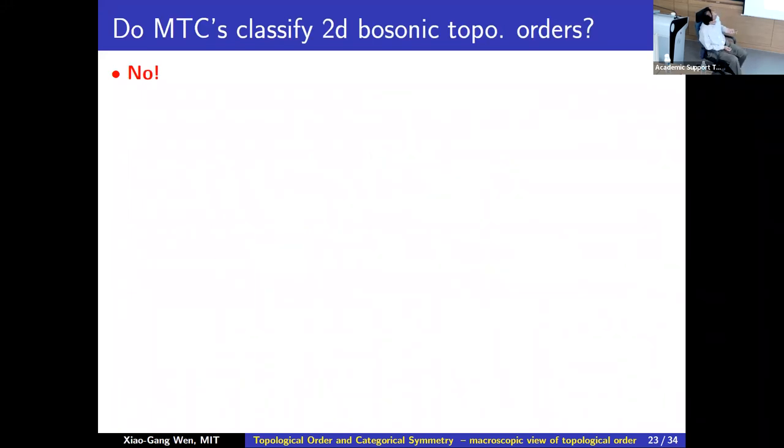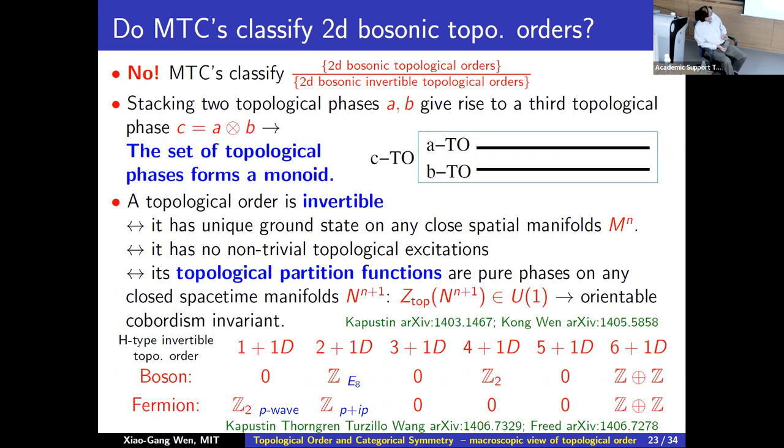Okay. Then, whether MTC classifies two-dimensional topological order: because we say that every MTC is realizable, it looks like a complete theory for excitations. If you know everything about the excitations and everything about the defects, then we should know the bulk topological order. So we should say it classifies two-dimensional bosonic topological order. Still, the answer is no. However, it classifies two-dimensional bosonic topological order up to invertible topological order. There is an invertible topological order which cannot be seen by MTC.